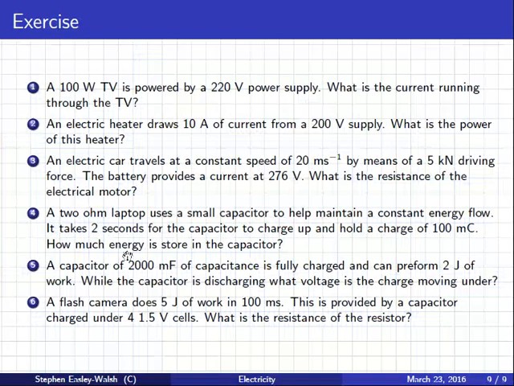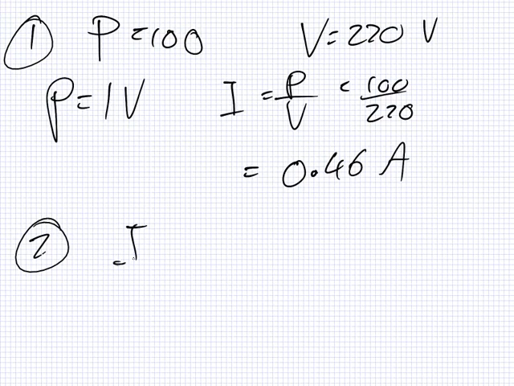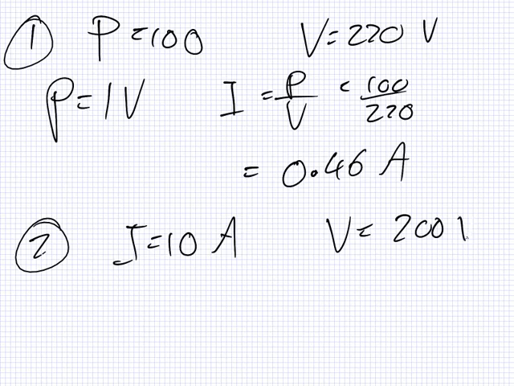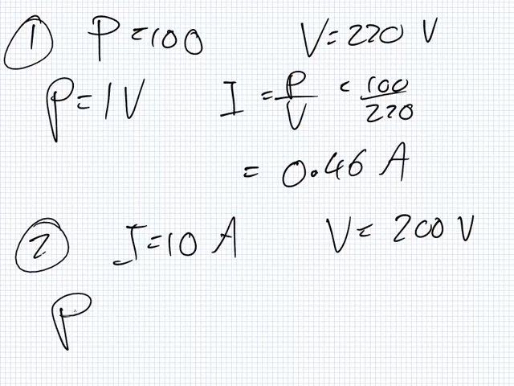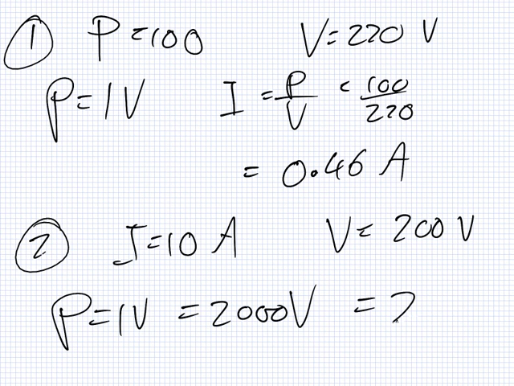Number two, I give you the current and the volts. Current is 2 amperes. Is it 2? No, it's 10. What is the power? The power equals IV, which is 2000 volts, which is 2 kilovolts. Oh, watts, sorry, thank you.